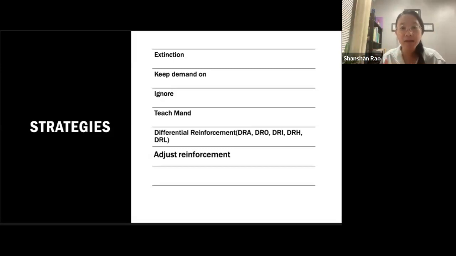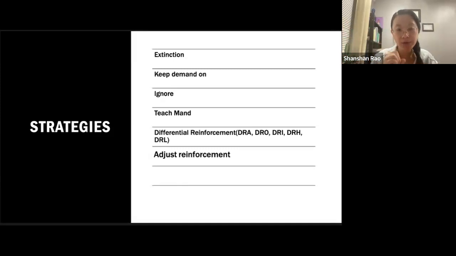Keep the demands on. That's for escape behaviors. We're not going to let him escape, because if every time he uses crying to leave the task, to escape from your direction, and you let him go away from it, he's gonna do that. He's gonna repeat that in your next sessions, right? So even if he uses crying, screaming to escape, we're gonna give him physical guidance, physical prompt to make him stay on task, and then reinforce him for doing the task, right? Keep the demands on.